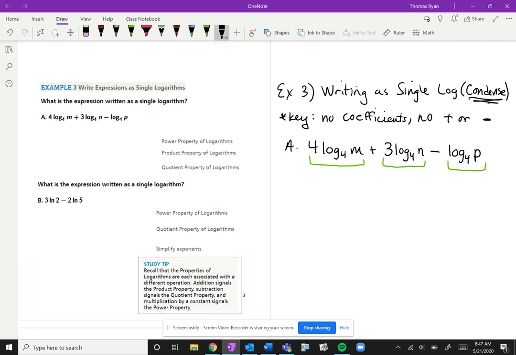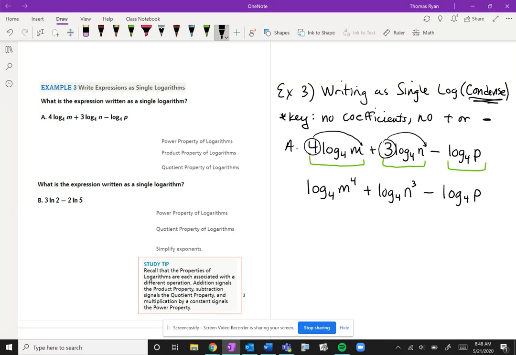So in the first one, 4 times the log base 4 of m. We know that the power property of logs tells us this coefficient can be converted into an exponent. So this will become the log base 4 of m to the 4th. Again, in this second piece, we need to get rid of that coefficient, so plus the log base 4 of n cubed, minus, there's no coefficient, so just the log base 4 of p.